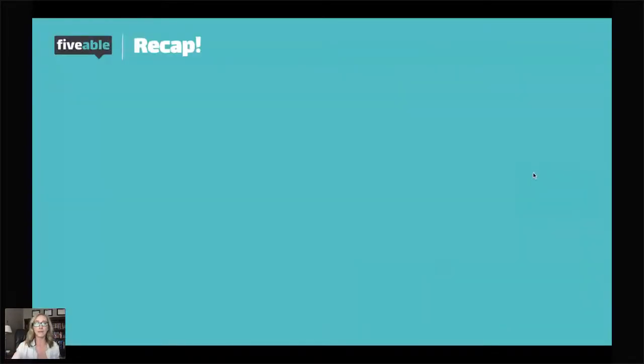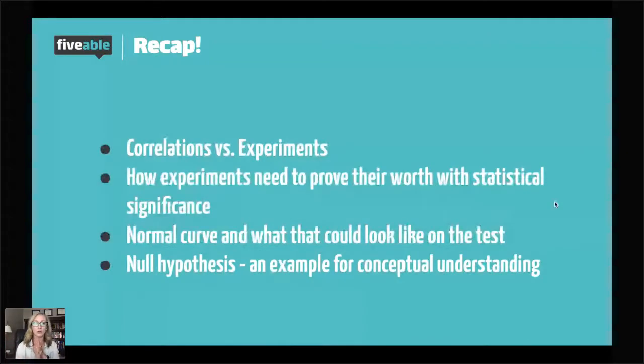Okay, let's do a recap and then I'm going to get to your questions. We talked about correlations and experiments and how experiments are the only research method that allows us to determine cause, and how that cause has to be backed up by statistical significance. Otherwise, there is no cause. It means absolutely nothing. We looked at the normal curve and what that could look like on the test, both in a multiple choice and in an FRQ, and then the null hypothesis, meaning, and I gave you the appendix example for conceptual understanding.